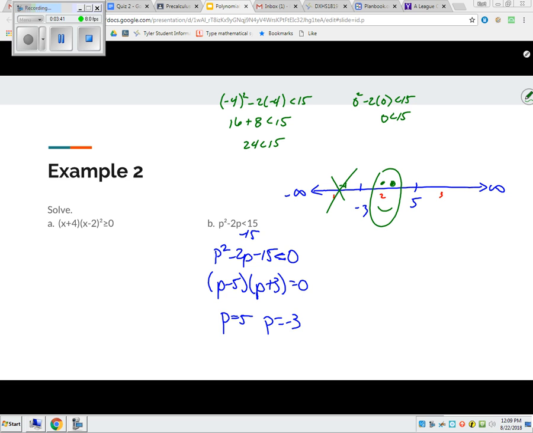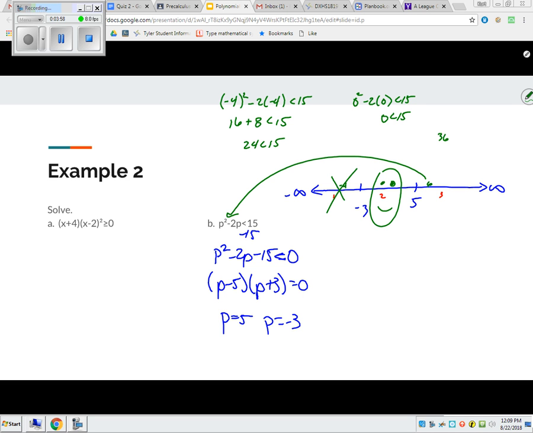Finally, I'm going to check this third region. Anything between 5 and infinity, I can plug in. I like to stay close to the boundary because that will keep my numbers small. So again, I'm going to plug this 6 back in for these p's. So that gives me 36.